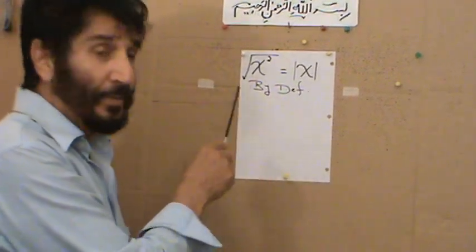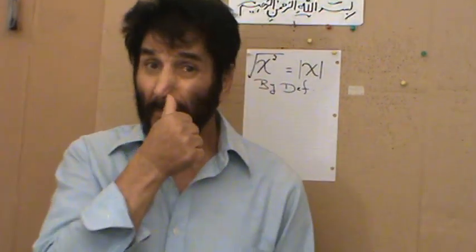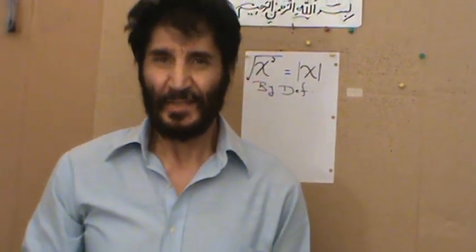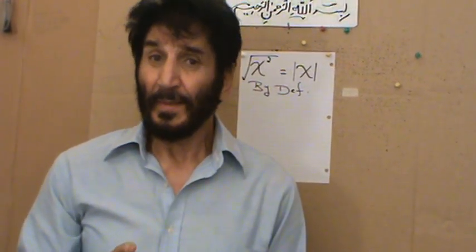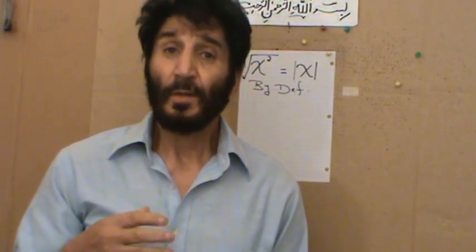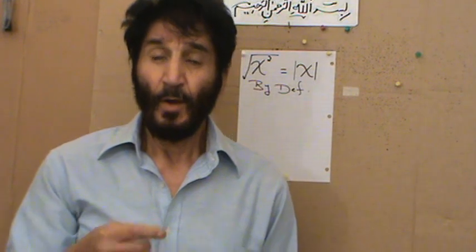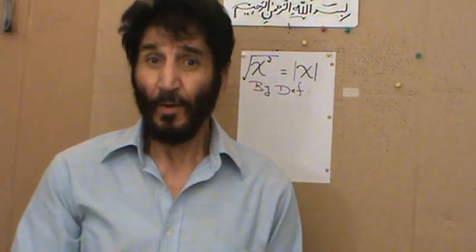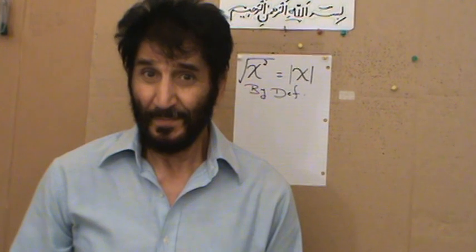Most of the textbooks, if not all, write that the square root of x squared equals the absolute value of x, as I have written. Then they write in front of it "by definition." But they do not mention what the motive of this definition was, or why it was introduced.